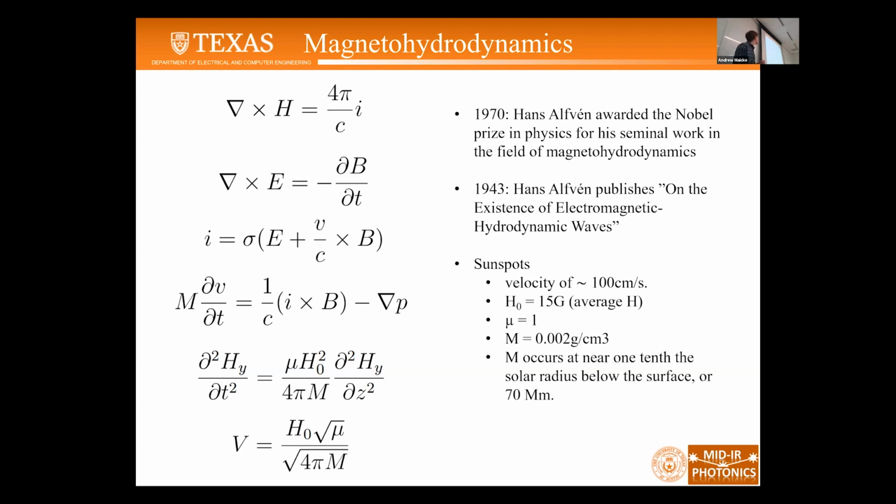So in 1970, Hans Alfvén was awarded the Nobel Prize in Physics for his seminal work in this field, the basis of which is outlined in his 1943 publication on the existence of electromagnetic hydrodynamic waves. In it, he describes the mutual interaction between electric current and hydrodynamic motion in the presence of a magnetic field, especially the exchange of energy between the electromagnetic field and the kinetic energy of the fluid.